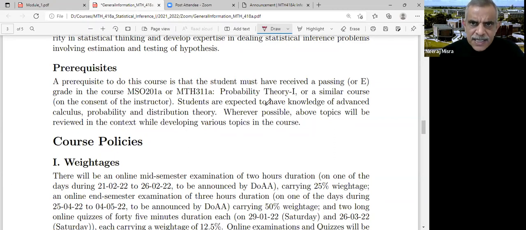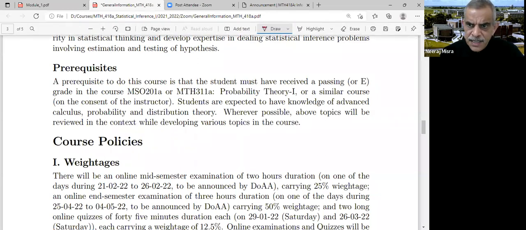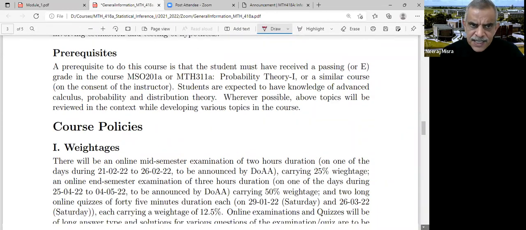Especially, students are expected to have knowledge of advanced calculus, probability and distribution theory. Although wherever possible, these topics will be reviewed in the context while developing various topics in the course. Now let's talk about various weightages.